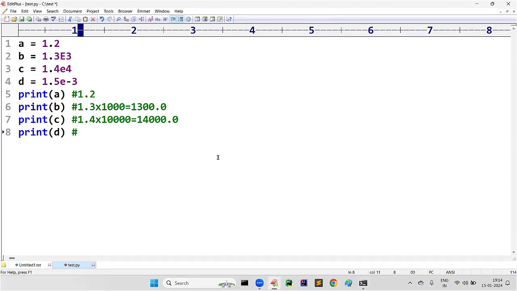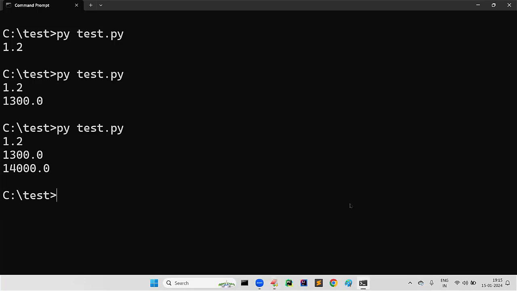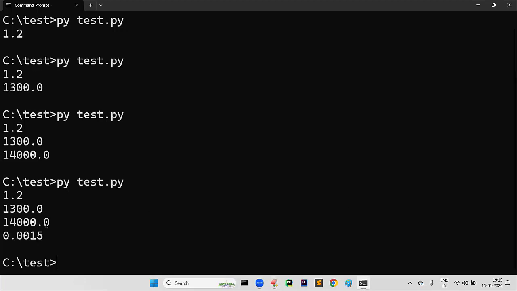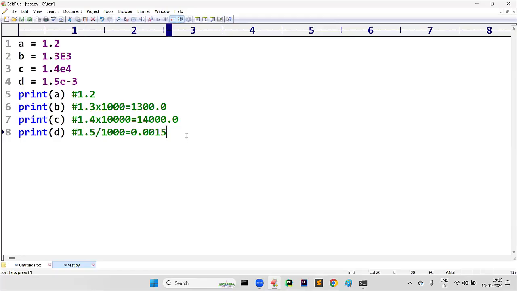If you print the value of d, 1.5, do you know when we are taking e to the power minus 3, it is always 10 to the power minus 3, right? So instead of multiplying, it will divide by 1000. The output we are getting is 0.0015, because the decimal point will be moved from right to left. Let me run and cross check the final output. 0.0015, like that we have.